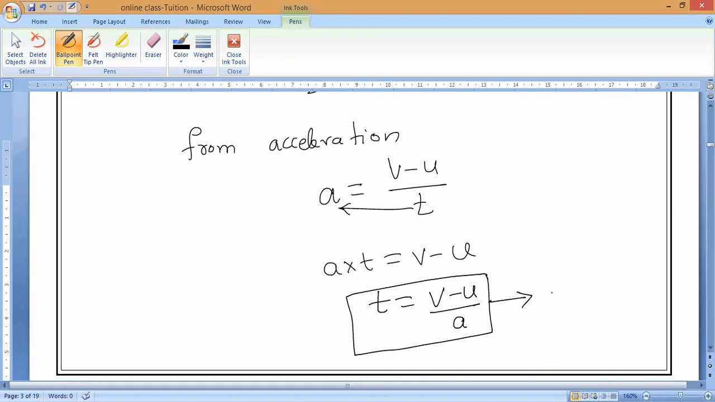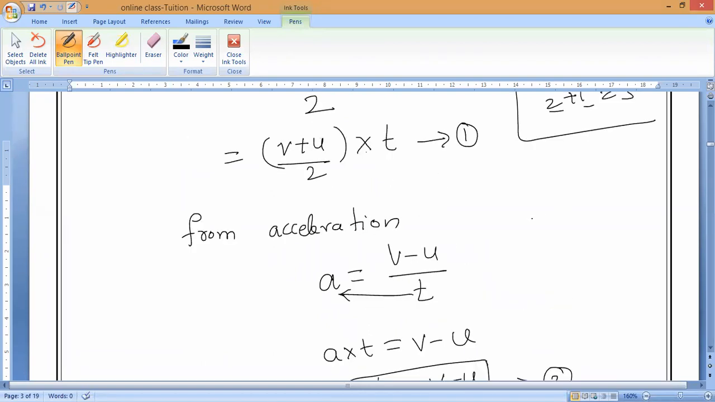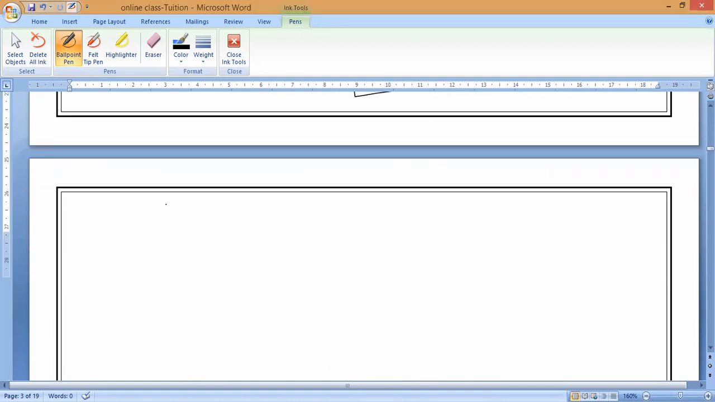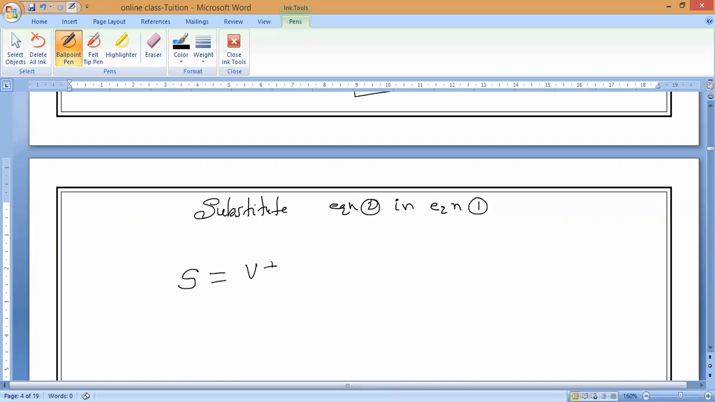So let this t equals v minus u by a be equation number 2. Understand? Equation number 2. Now we have to substitute equation 2 in equation number 1. Substitute equation 2 in equation 1. So what do we get? S is equal to v plus u by 2 into t.